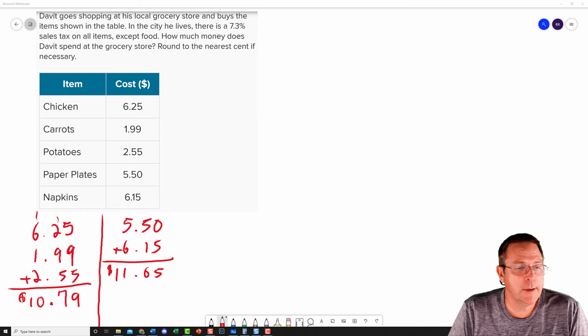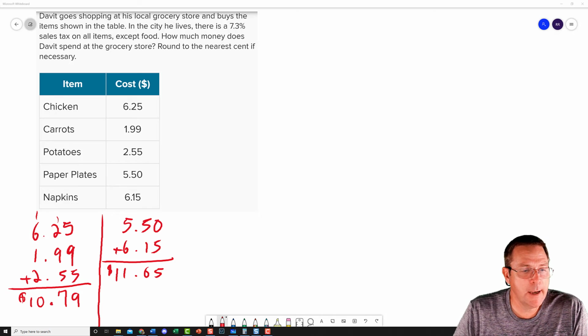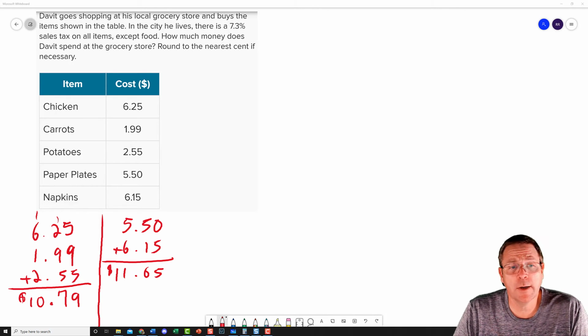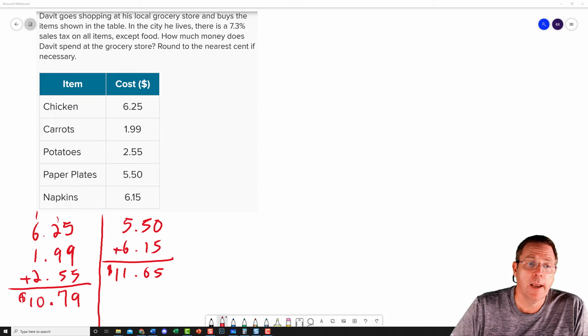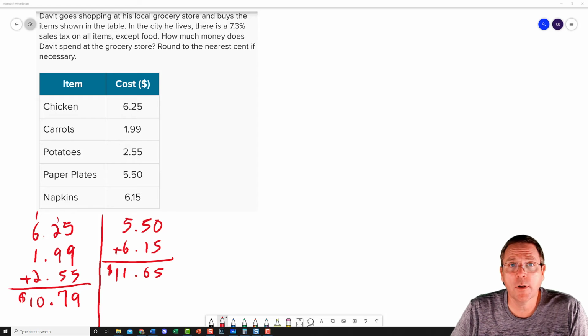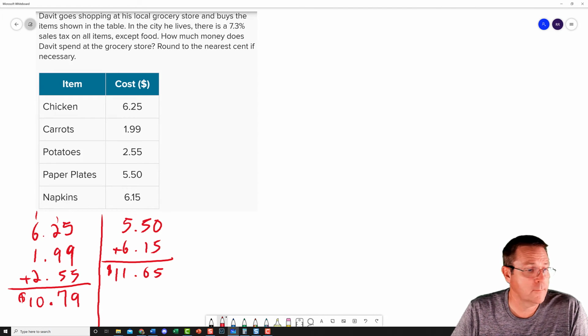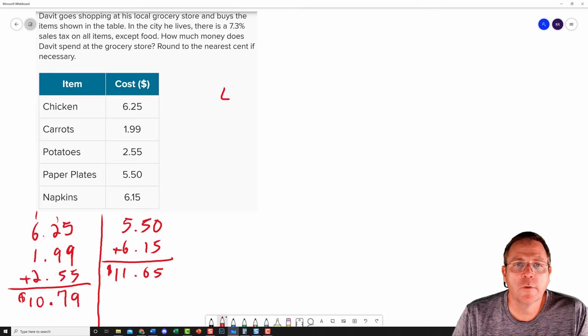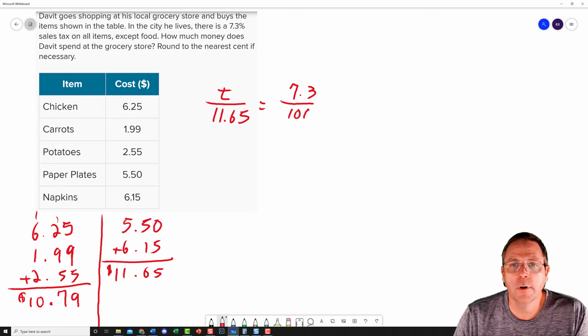Alright, so first thing I did, I added up my non-taxable items, the chicken, carrots, and potatoes, and that got me $10.79. Next, I added up my taxable items, the paper plates and the napkins, and that got me $11.65. Now I need to find out what the tax on $11.65 is. So, I'm going to set myself up a proportion. Tax of 11.65 is equal to, the tax rate is 7.3 to 100.